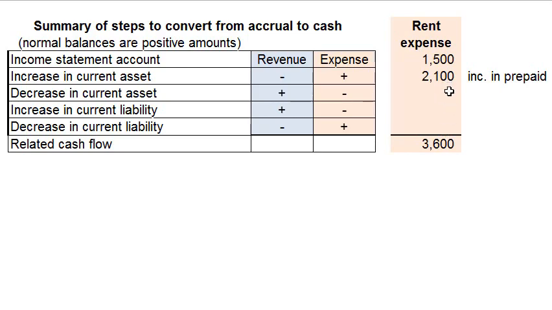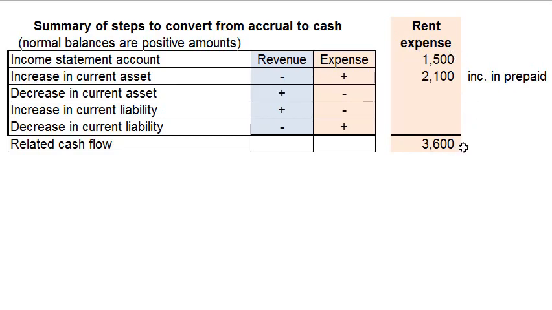So go back and look at the balance sheet. You'll see the beginning balance in prepaid rent was $300. The ending balance was $2,400. So there was an increase in prepaid rent of $2,100. Our table tells us if there's an increase in a current asset, and prepaid rent is a current asset, we should add that to flop to the cash reflection of rent expense, or rent paid in cash. So $1,500 plus $2,100 gives us $3,600 of rent expense.